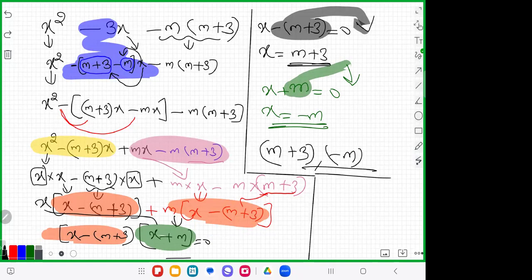I'll give a separate video of this problem, then it will be clear. Otherwise, we will stick in this problem. So I will give a separate video of this question only. It will be easy. We can revise and watch.